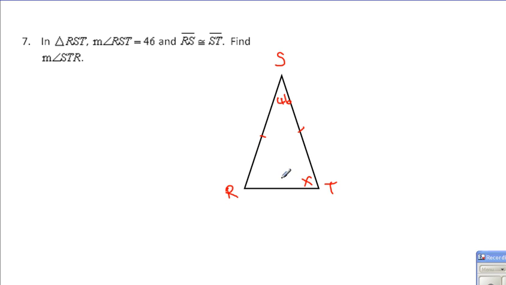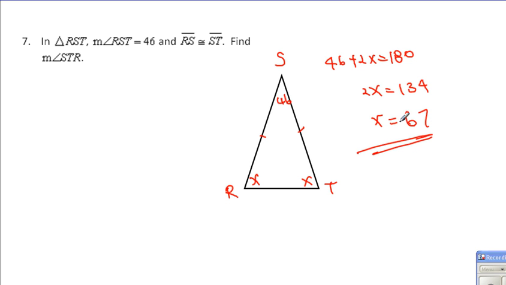Because these two sides are equal to each other, I can also call this side X. And we end up getting 46 plus 2X must be equal to 180. And by subtracting 46, we'll have 2X become 134. That's what we end up getting, and hence X equals 67. So that becomes our final answer.